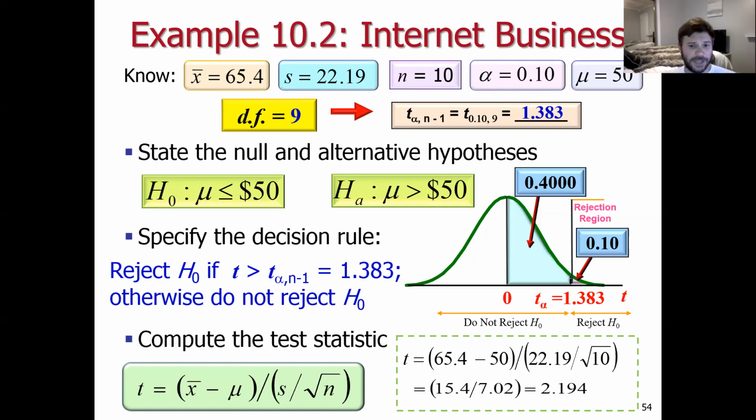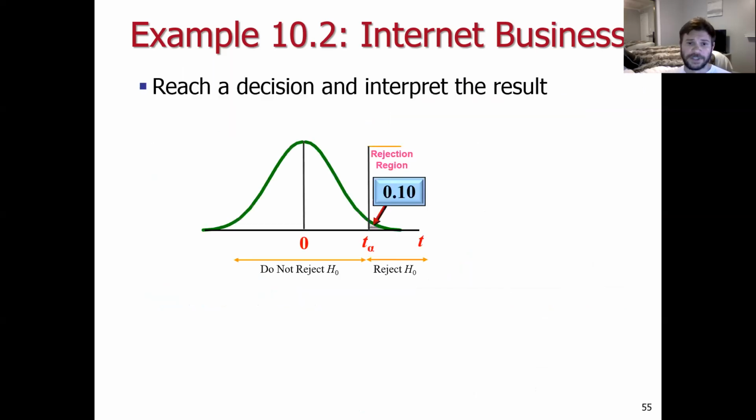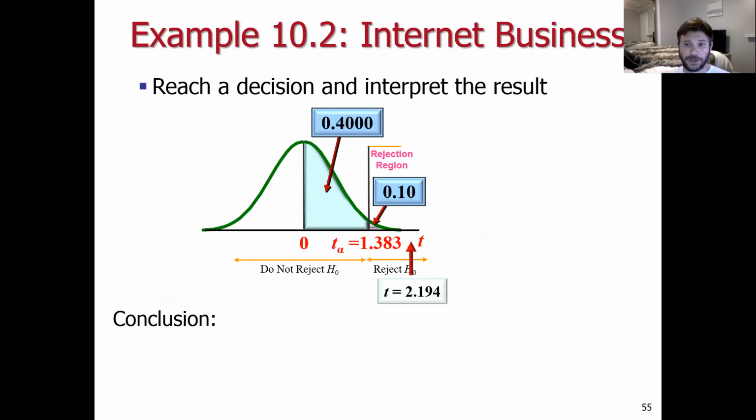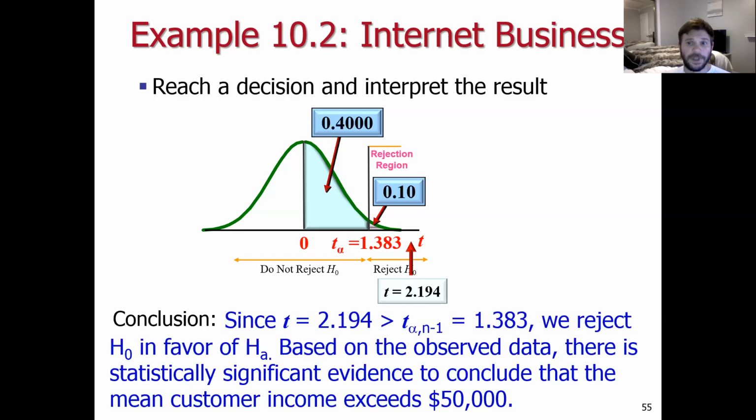Now we're going to reach a decision and interpret the result. You might already be saying, hey, 2.194 standard errors to the right of the mean, that's really extreme, given our threshold was only 1.383 standard errors to the right. Given our rejection region and critical value threshold, our test statistic was to the right in that rejection region. So the conclusion is we're able to reject the null hypothesis in favor of the alternative. Based on our observational data, there is statistically significant evidence to conclude that mean customer income does exceed $50,000.